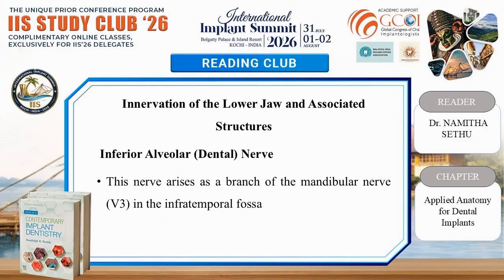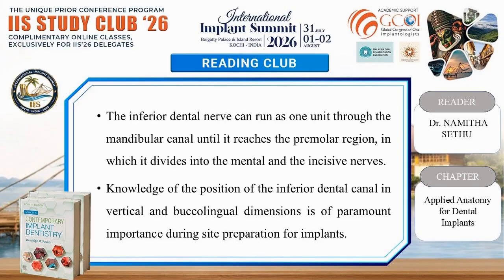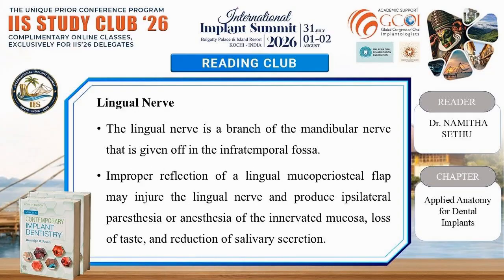Innervations of the lower jaw and associated structures. Inferior alveolar nerve. This nerve arises as a branch of the mandibular nerve in the infratemporal fossa. The inferior dental nerve can run as one unit through the mandibular canal until it reaches the premolar region, in which it divides into mental and incisive nerves. Knowledge of the position of the inferior dental canal in vertical and buccolingual dimensions is of paramount importance during site preparation for implants. Lingual nerve. The lingual nerve is a branch of the mandibular nerve that is given off in the infratemporal fossa.